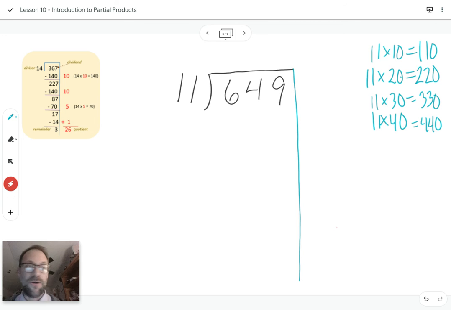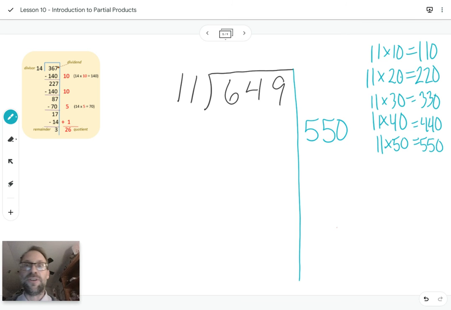440. Now, 440. Boy, 40 groups of 11 is getting closer to 649, but I think I could get even closer than that. I'm going to go for 11 times 50, which is really just 11 times 5 is 55 with a 0. Ooh, I like it. 550. I'm going with it. I'm going to start here.